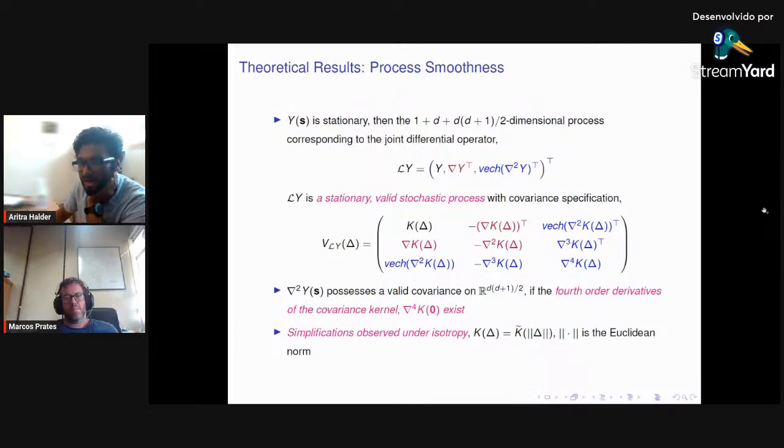Everything that's marked in red corresponds to the gradient. Everything that's marked in blue corresponds to the curvature. So what I really need is that this matrix should be well-defined, right? And that's exactly what the primary theoretical result does. As you can clearly see, for this matrix to be well-defined, I need the covariance kernel to be 4th order differentiable, right? A smooth covariance curve.